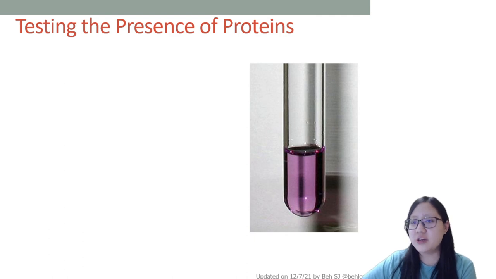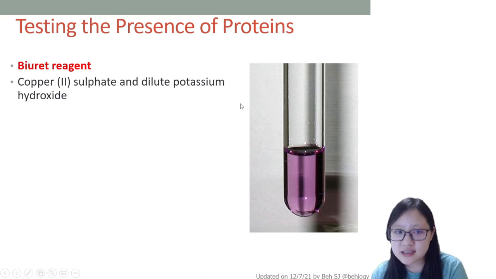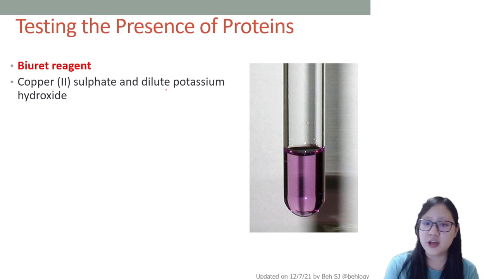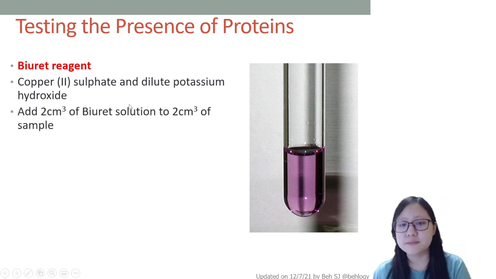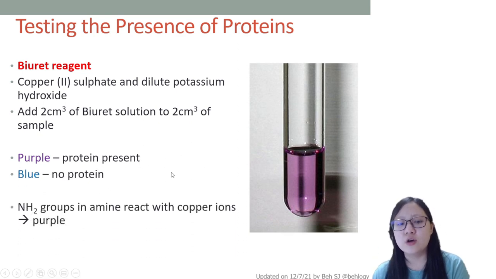The last thing of each biomolecule we're going to learn is, of course, the identification test. And you guys should be familiar with this already, but here's a little reminder. The identification test for proteins is using the Biuret test. And Biuret reagent is really copper(II) sulfate and dilute potassium hydroxide. Now, you can add 2 cm³ of Biuret solution to 2 cm³ sample, so equal amounts. And if protein is present, it will give you a purple result. If not, it will be blue.